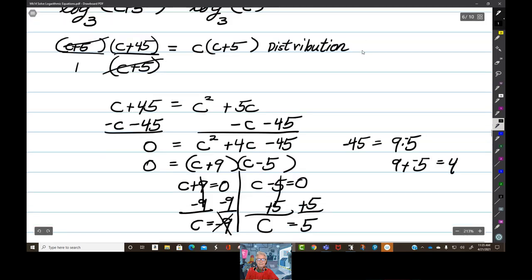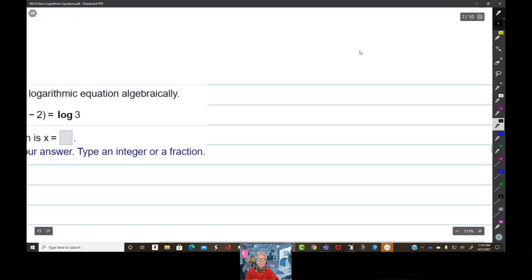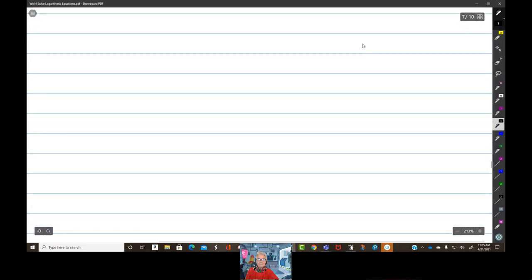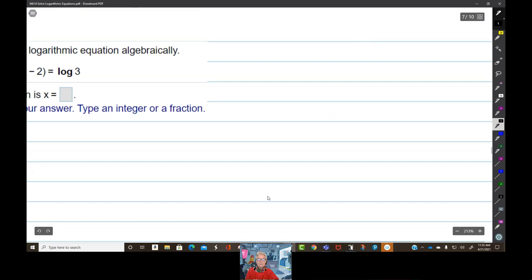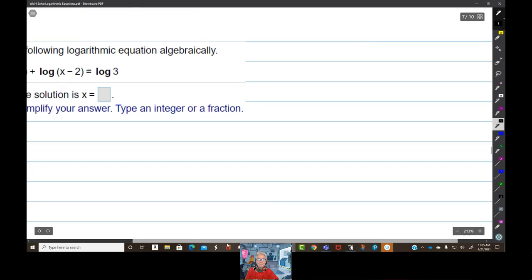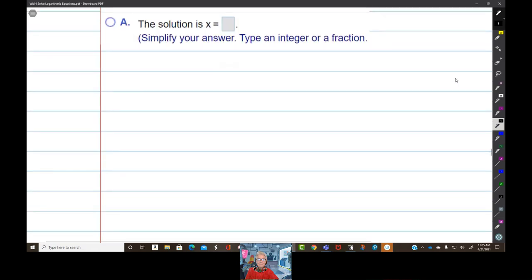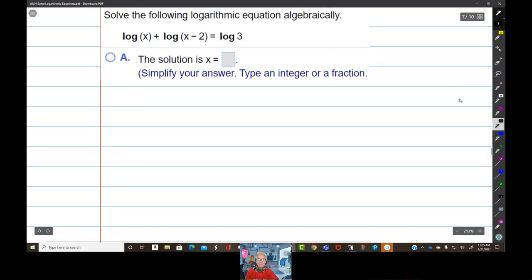Let's do one more. We've got time. Well, poo. I thought there were only two left. Here we have log and log equals log. So we know we're going to be using the one-to-one principle. Okay, so we have log of x plus log of x minus 2 equals log of 3.